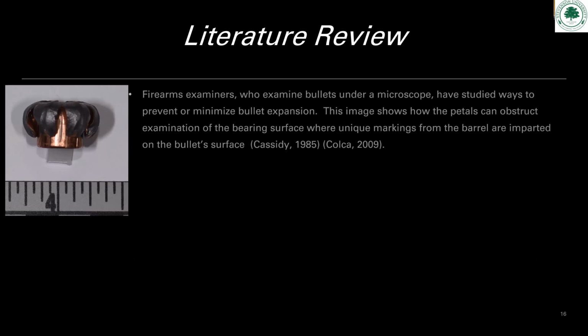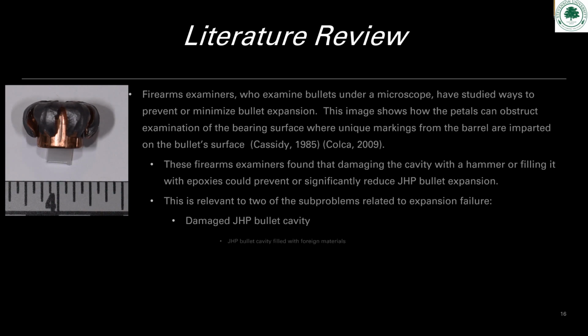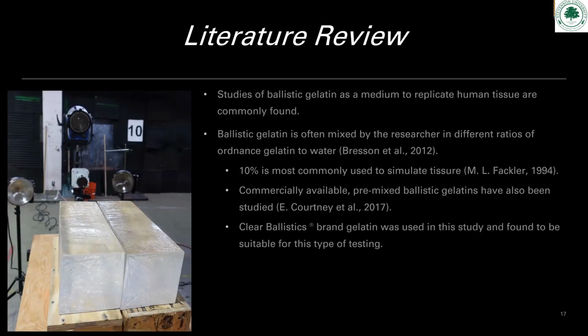Also, firearms examiners, the people who put bullets under a microscope to compare them, they want to make sure, if you look at this expanded bullet, you can see that the petals are covering the surface area that these firearms examiners want to use for comparisons. So firearms examiners have used techniques to damage the hollow point, to peen it closed, or to put epoxies and things in there to prevent expansion. So when the bullet doesn't expand, they have much more surface area to examine for comparisons.